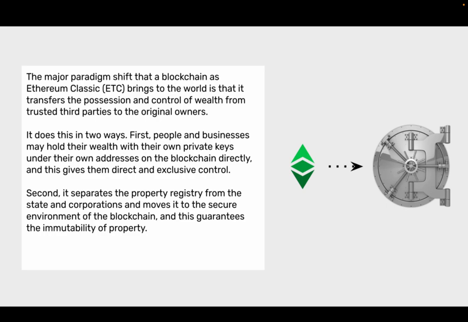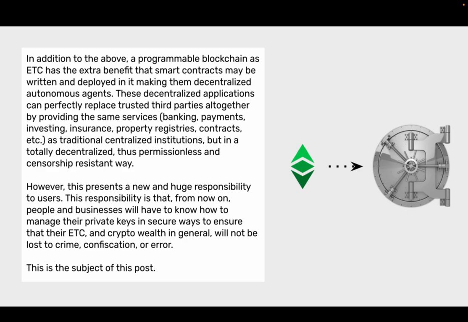First, people and businesses may hold their wealth with their own private keys under their own addresses on the blockchain directly, and this gives them direct and exclusive control. Second, it separates the property registry from the state and corporations and moves it to the secure environment of the blockchain, and this guarantees the immutability of property.